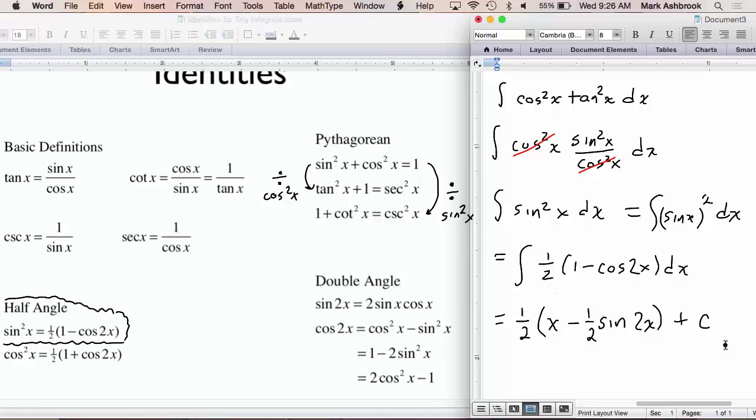Okay, again, probably the most important fact of today's identities lecture is that when you have just sine squared or just cosine squared, to do the antiderivative, use the half angle formula. That's like the number one thing that shows up the most out of today's lecture through the whole semester.